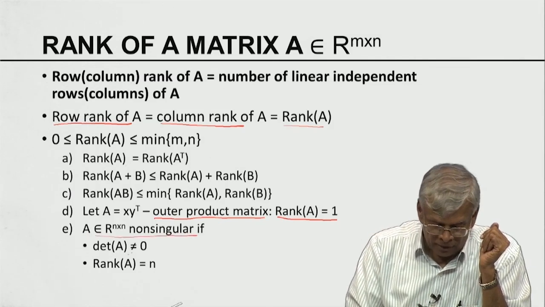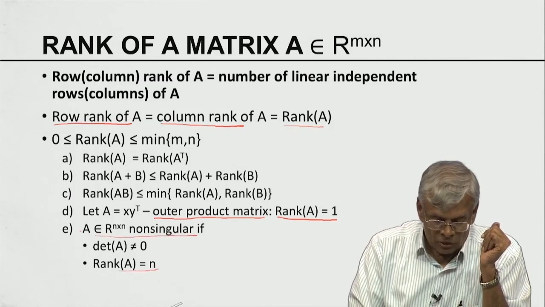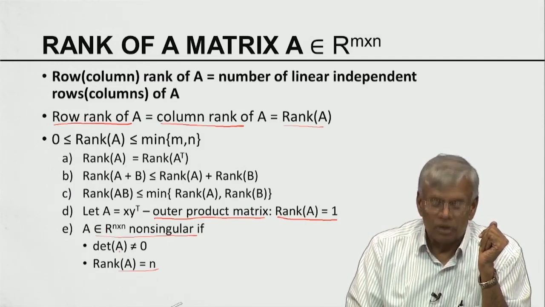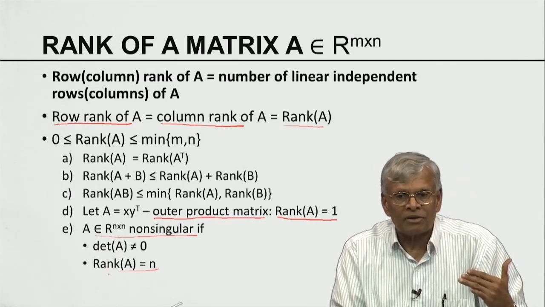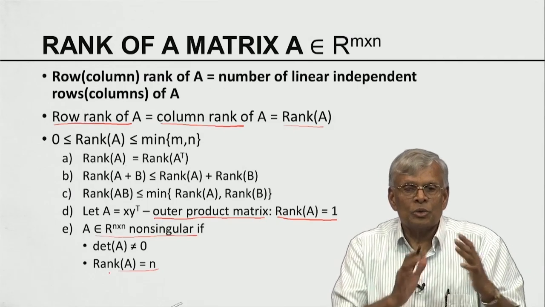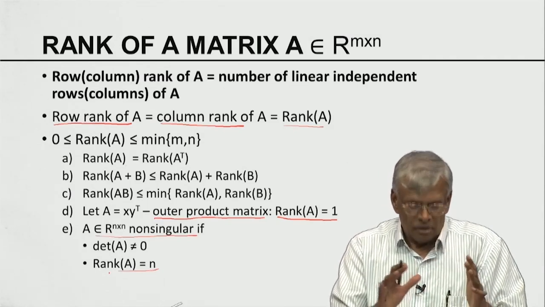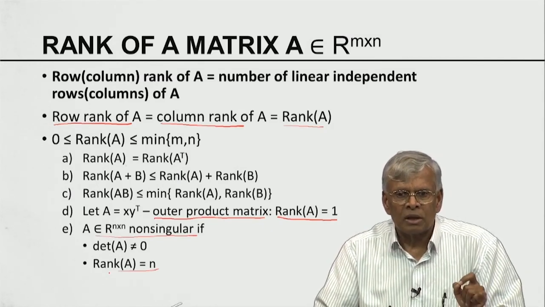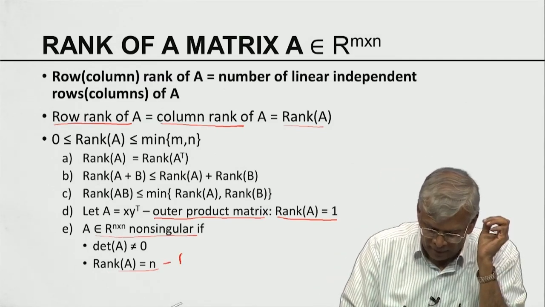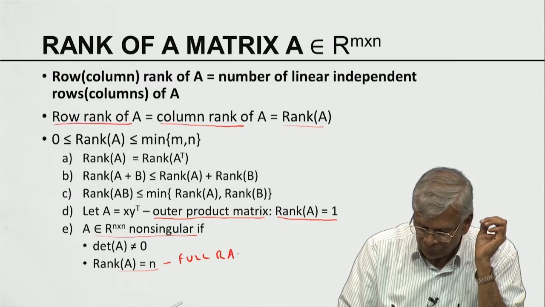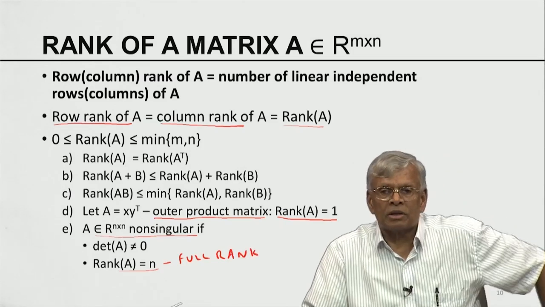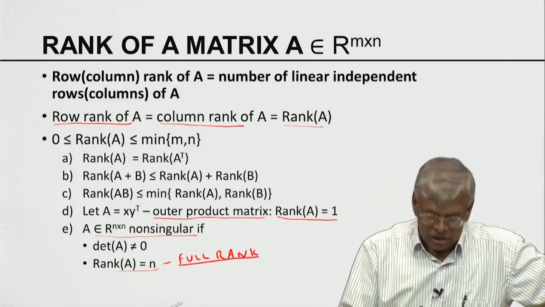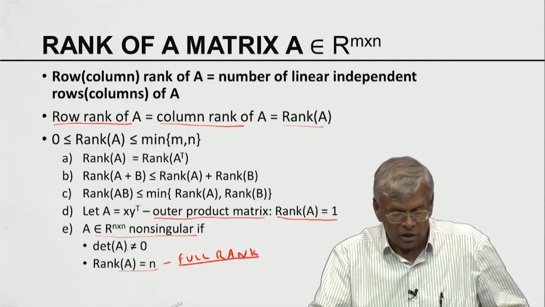If a matrix is non-singular, the rank of A is n. So if A is an n by n matrix and it is non-singular, the determinant is not equal to 0. It is also the fact that the rank of the matrix is n. So you characterize the set of all non-singular matrices to be those with non-zero determinant or full rank. So this is called full rank. The full rank condition is the same as non-singularity, is the same as the determinant of A being not equal to 0.